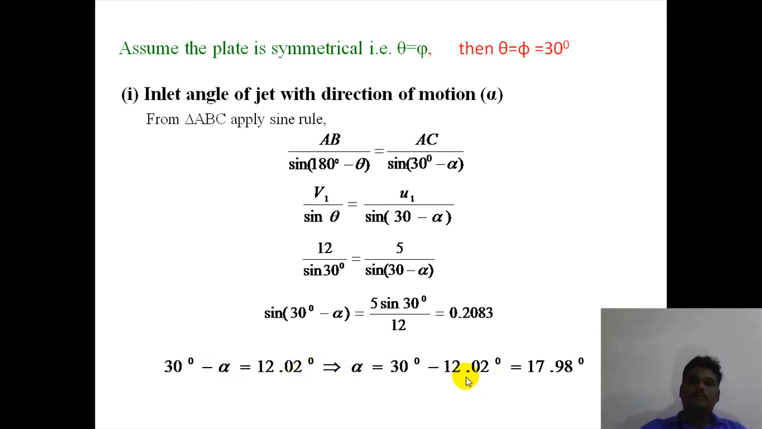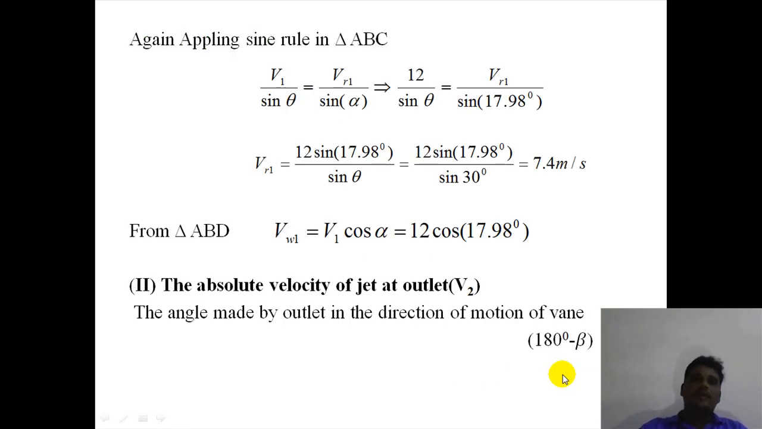From that, alpha is equal to 30 minus 12.02 degrees, which remains 17.98 degrees. Again, applying the sine rule in triangle ABC, V1 over sine theta is equal to VR1 over sine alpha. V1 is 12, theta is 30, and alpha is 17.98 degrees. From that, VR1 is equal to, by cross multiplication, 12 sine 17.98 divided by sine 30. We get VR1 equal to 7.4 meter per second.